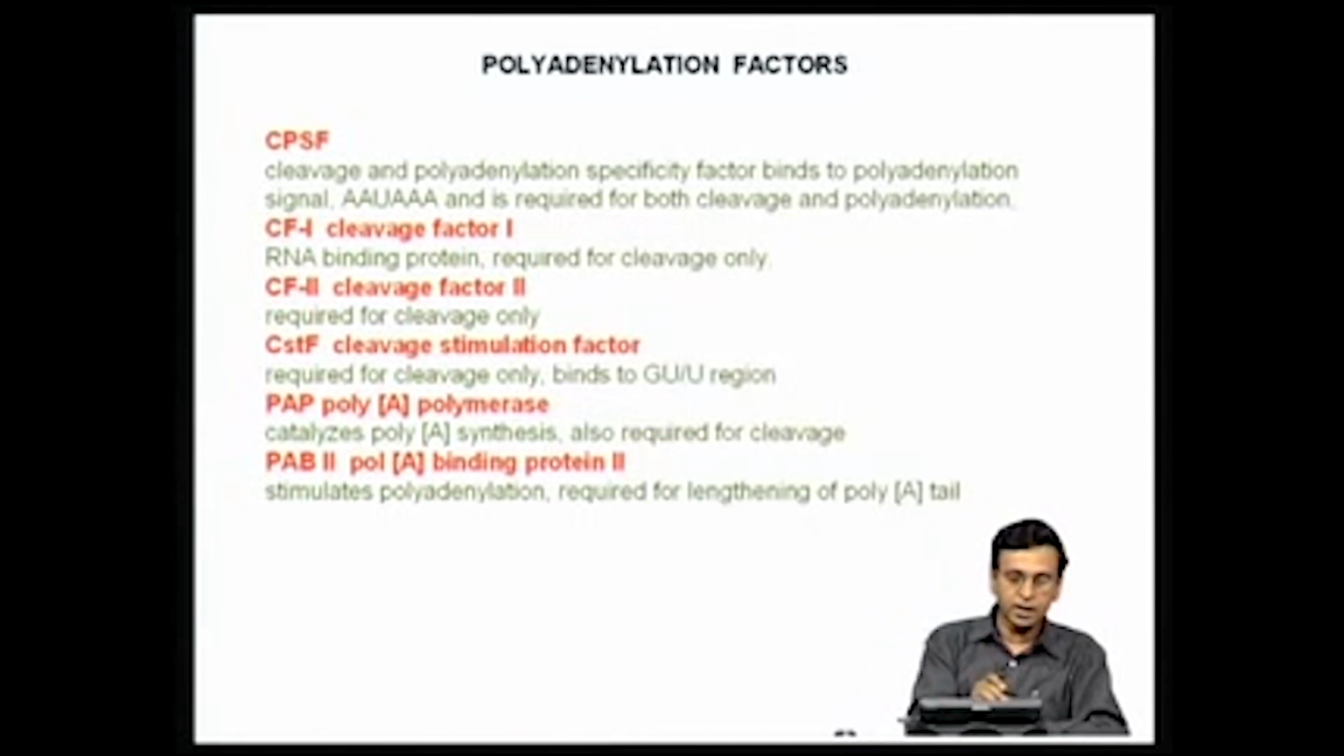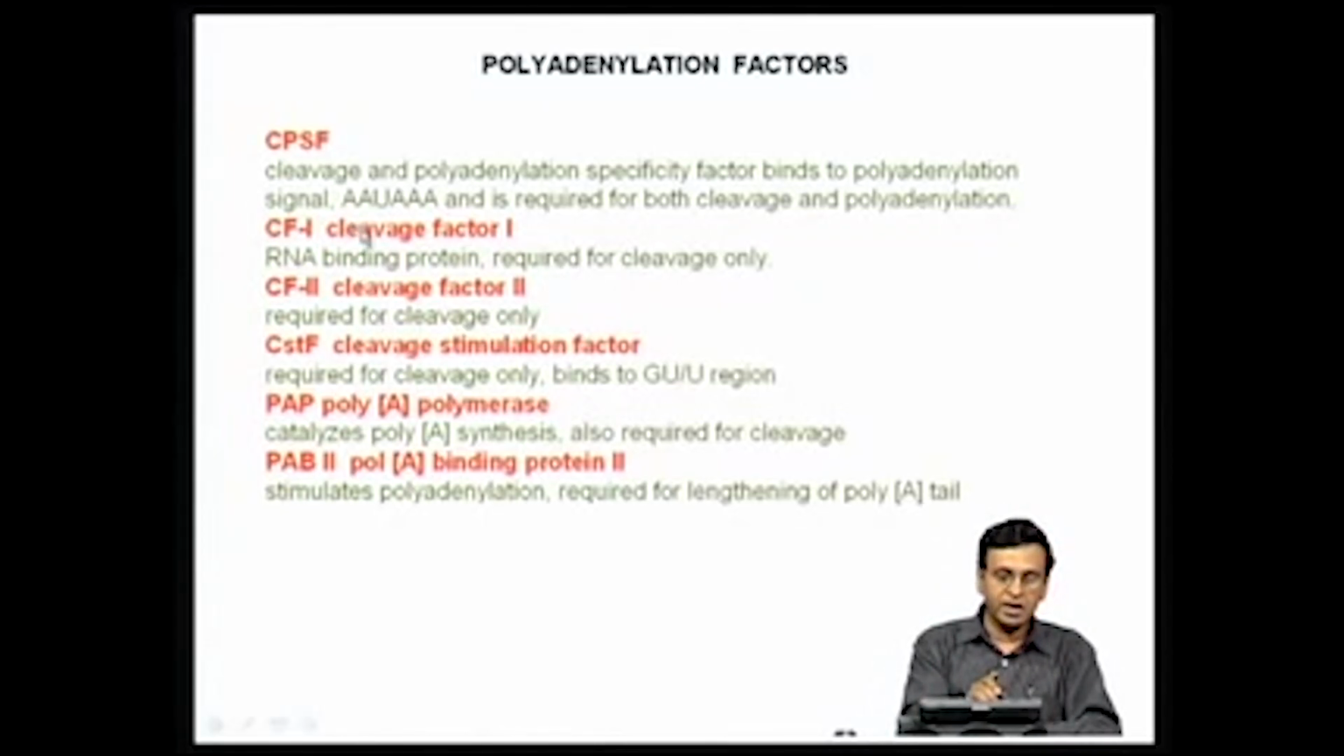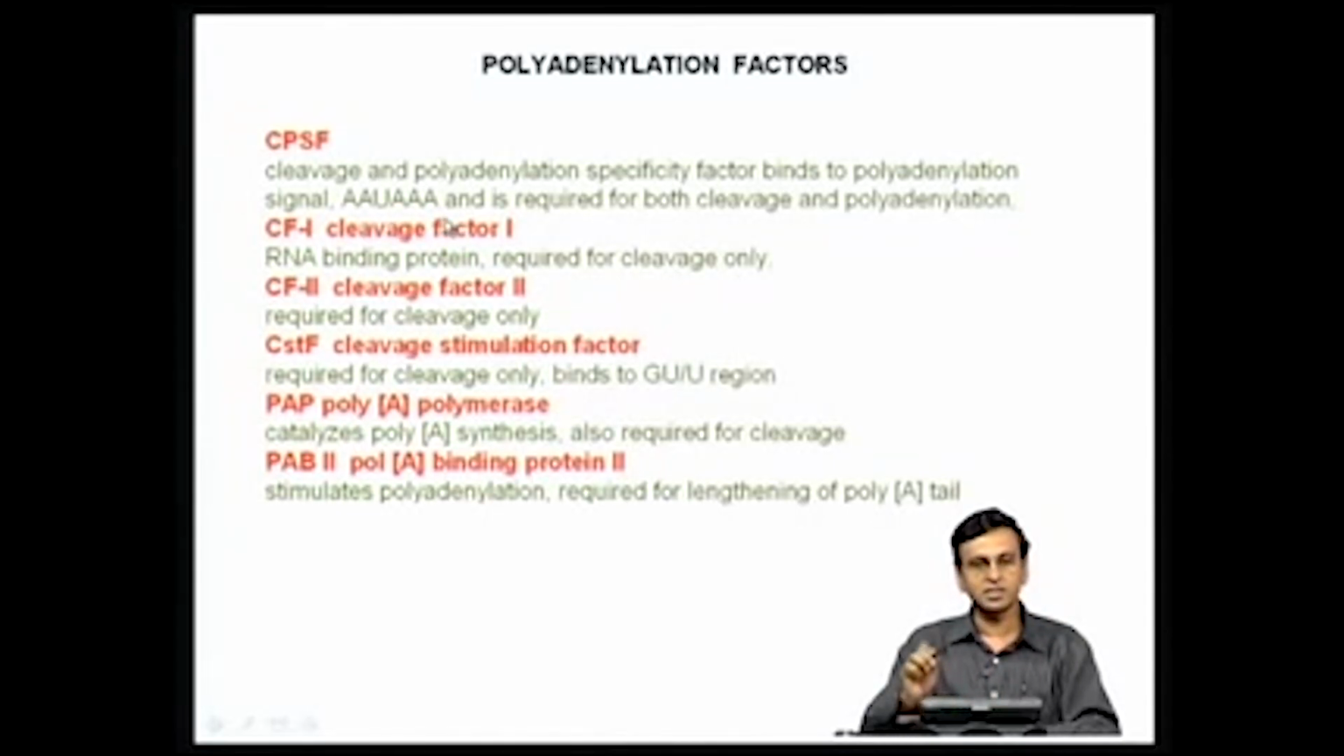As I mentioned earlier, CPSF is nothing but cleavage and polyadenylation specificity factor. It is the one which recognizes the poly A signal, and in the majority of eukaryotic messenger RNAs, the polyadenylation signal is highly conserved, and it is a sequence called AAUAAA. Repeat, AAUAAA. This is the sequence called polyadenylation signal, and this is the signal that is recognized by the CPSF, and it is required for both cleavage as well as polyadenylation.